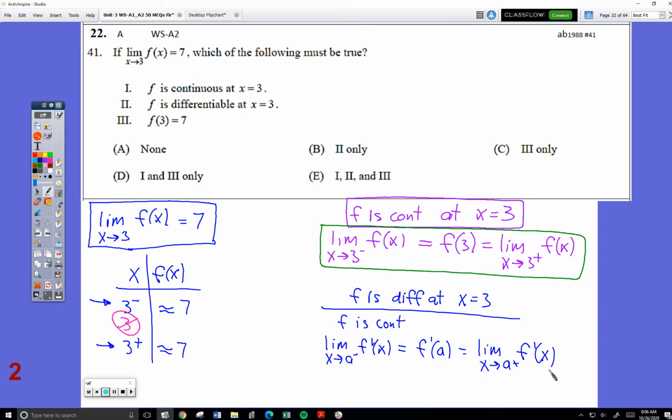The third one, it says f of 3 equals 7, same thing. Knowing the limit as x approaches 3 does not tell me anything about what's happening precisely when x equals 3. Therefore, none of these have to be true.